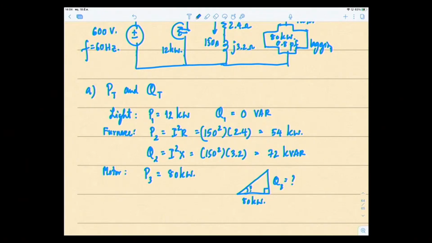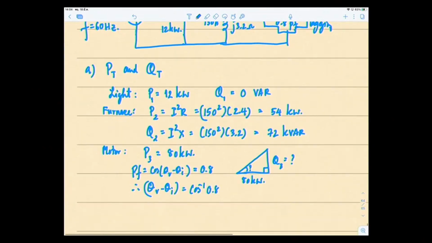Because you know that the formula for power factor is cos(θV − θI), and it's equal to 0.8. So therefore, the angle θV − θI is equal to inverse cosine of 0.8, and therefore the angle is equal to 36.9 degrees. Okay, so you know that this angle of your power triangle is 36.9 degrees.